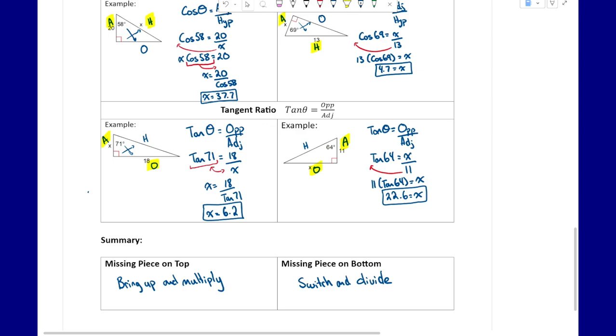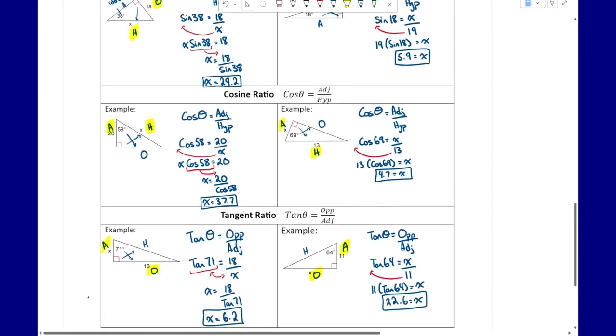Now, again, you just want to make sure that you're comfortable labeling the sides. You do need to label the sides properly before you can use these ratios, because you need to make sure you choose the correct ratio. If you choose the different ratio, like you use cosine instead of tan, you're going to have an incorrect answer. So again, you do want to be careful and make sure you take the time to label it properly. And then once you've labeled it properly, you're going to come across 2 scenarios, either the missing piece on the top, or the missing piece on the bottom. And then we have our 2 methods for solving, and we have examples here.